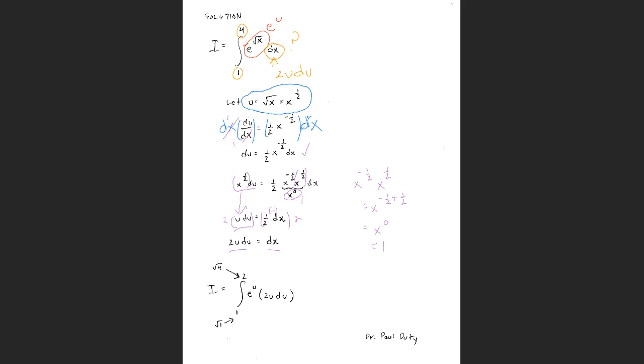And so this integral with respect to x becomes this new integral with respect to u. The u limits are going to be 2 and 1. So remember, u is the square root of x. So the top x limit was 4. Well, the square root of 4 is 2. The bottom x limit was 1. The square root of 1 is 1. And so this gets us here. And I can factor that 2 out, right?